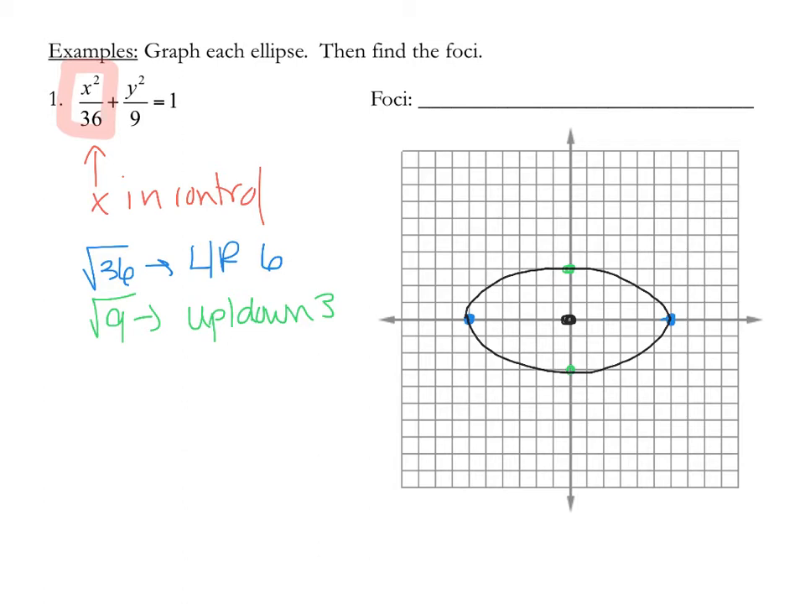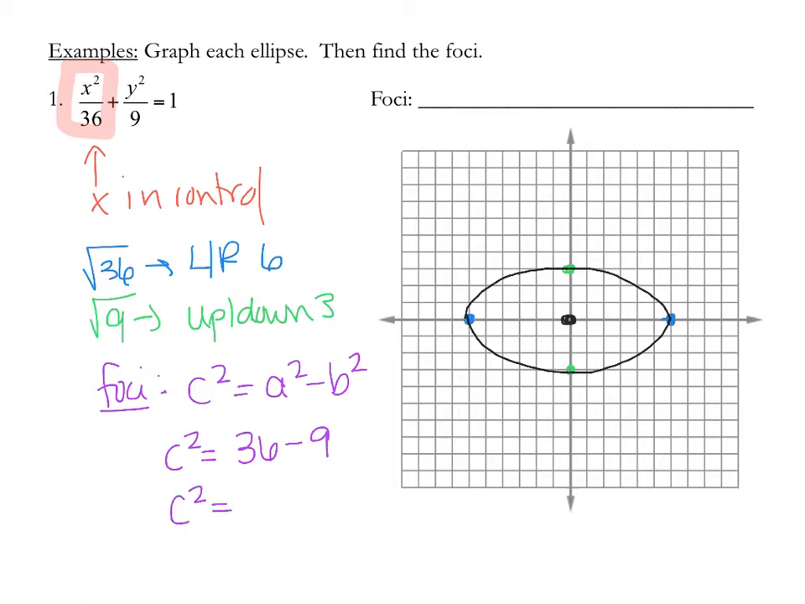The last thing we have to be able to do is find the foci. We have to use the formula to do that. So to find the foci, the formula looks a little familiar. It's c squared equals a squared minus b squared. It almost looks like the Pythagorean theorem, but is not quite. So c squared is equal to, a is always the bigger one, so it's going to be 36 minus 9. Remember, those are already squared on the bottom, so you can just plug them directly in. You get c squared equals 27. And then take the square root, you get c is equal to 3 radical 3.